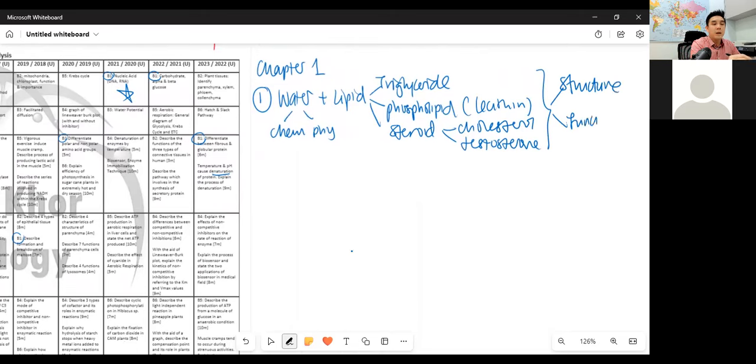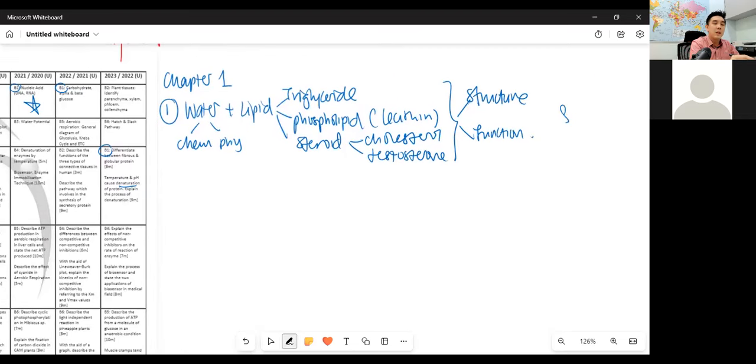For this one, the likelihood to come out is mostly in essay or structure. I would say structure more than essay. Have they asked before in essay for this one? Yes, but a long, long time ago. I can tell you, STPM 2009.